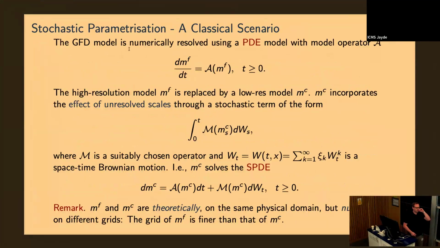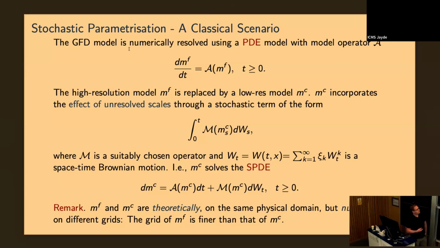Right. So to put this into a bit of mathematical notation, we think of the geophysical fluid dynamics model, so of the PDE, as being just a PDE with some model operator curly A, and this we call the high resolution model. And we want to replace this by a low resolution model MC. And MC incorporates the effect of the unresolved scales through a stochastic term, which has a model operator curly M, and is a stochastic integral against the space-time Brownian motion, which includes the covariance scalings psi k in here. And the coarsened model then should solve the SPDE given here. So we use the same PDE operator here on the coarser grid, and we add the stochastic term in there.